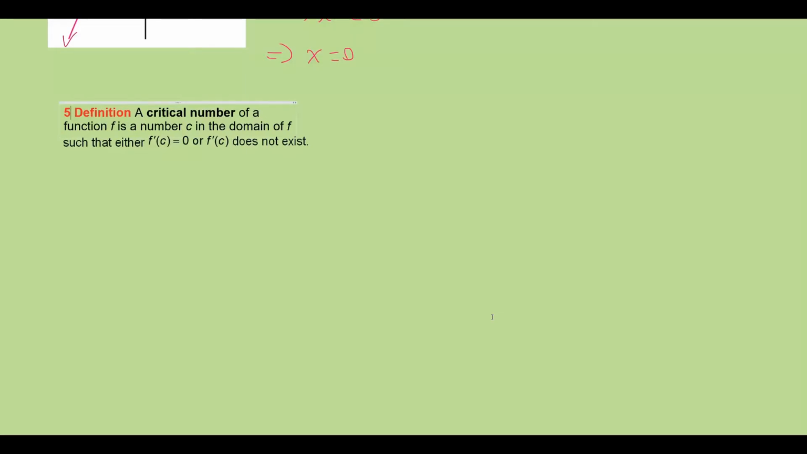We are going to define a critical number. Now, this definition is also important. A critical number of a function f is a number c in the domain of f such that either f prime of c is equal to 0 or f prime does not exist. So this is how we are going to start looking for local maximum and minimum: by finding the critical number c, by taking the derivative of the function and setting it equal to 0, or whenever f prime does not exist.